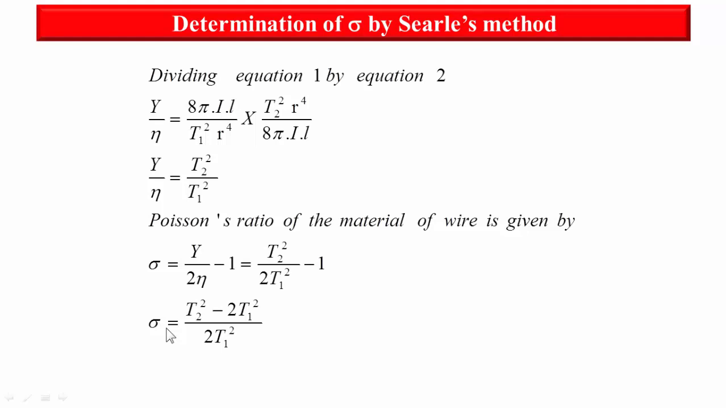So friends, we have just now seen one of the simple methods known as Searle's method to determine the Young's modulus, modulus of rigidity, and Poisson's ratio of the material of the wire.